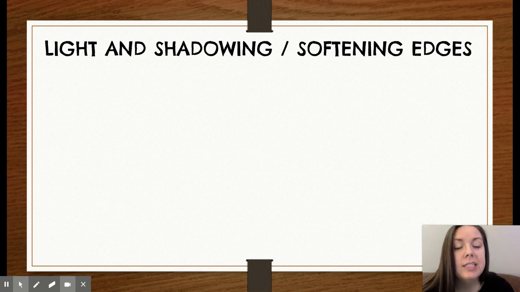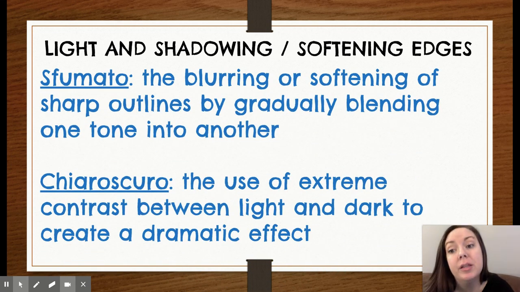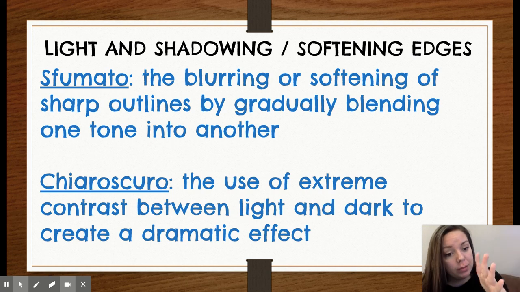Light and shadowing and softening of edges. So these are two terms that we're going to be talking about a lot throughout this unit. So sfumato is the blurring or softening of sharp outlines by gradually blending one tone into another. So this means smoky in Italian. So it's just kind of a gradual blending between two things. And then chiaroscuro is the use of extreme contrast between light and dark. Okay, so it's a dramatic effect.